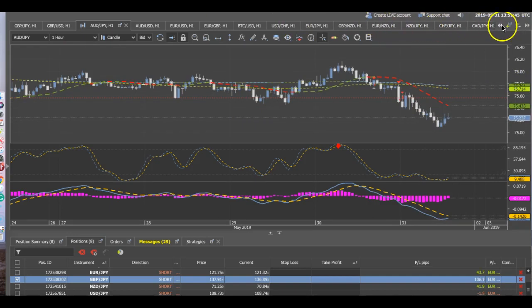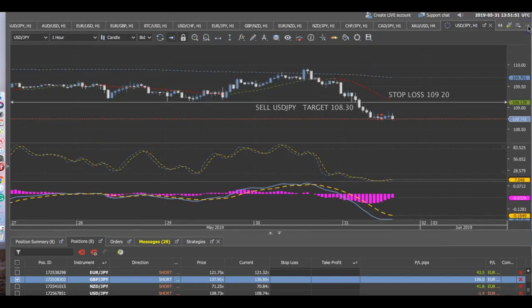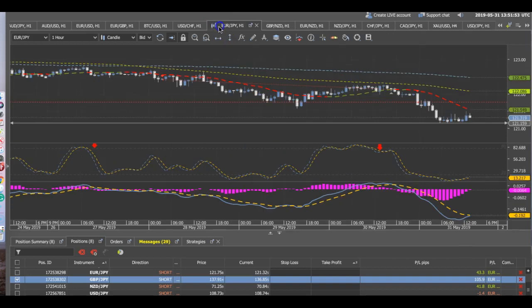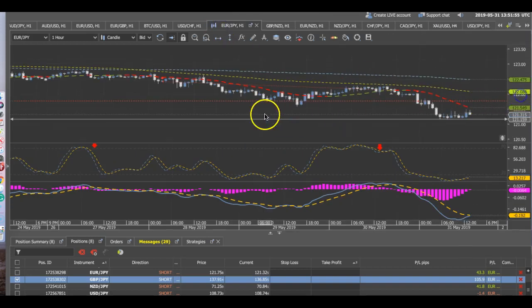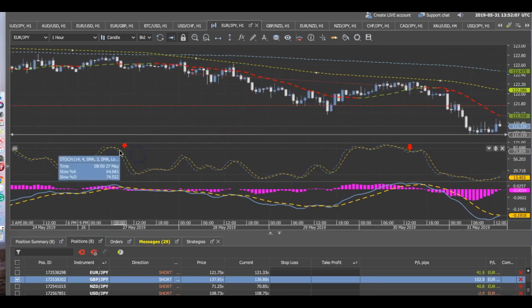Let's look at the trade signal that was sent out on Euro Yen, I believe. One second here. There it is. We had a trade signal sent out, I believe, last week with a target of 121. Currently it is at 121.32. The entry was here. We had on a 1-hour chart. Let's switch over to the daily chart.